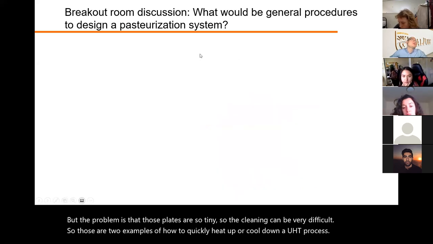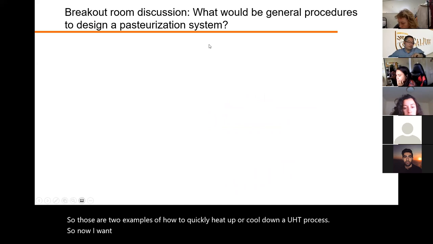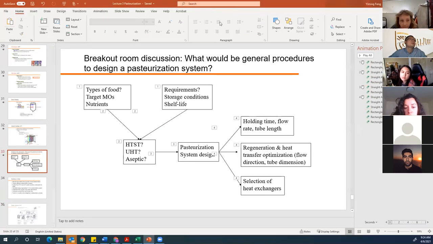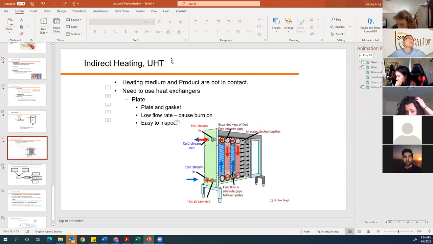So now I want you guys to quickly discuss what the general steps are that we need to consider when designing a pasteurization system. Because we are running out of time, I will just put you guys into small groups for about 1 minute, and we'll come back and check our answers. Okay, so, breakout rooms. I'll put you into 9 groups.